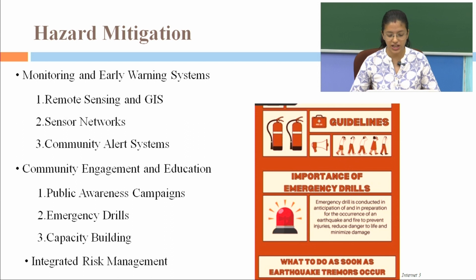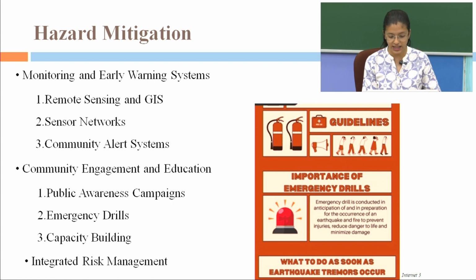The hazard mitigation usually involves monitoring and early warning systems using remote sensing and GIS data, that is using satellite data and GIS for real-time monitoring of geohazard-prone areas. Also deploying sensor networks like inclinometers, seismometers, and rain gauges can help in preventing the geohazards. Also establishing community alert systems, that is a communication channel to disseminate warnings promptly to at-risk populations.